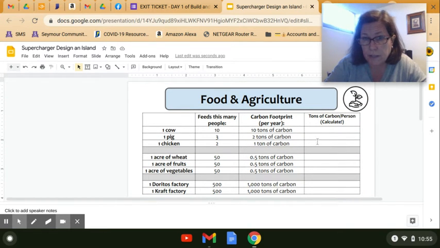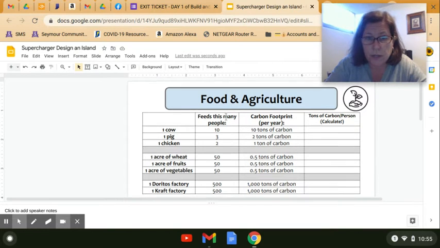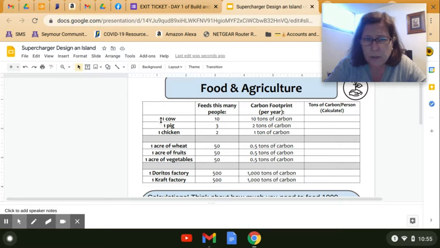Okay, so the next slide in our thing is about food and agriculture. Here are the items that show how we can provide food, this is how many people they feed, and this is the tons of carbon that they produce. Our first task is simply to figure out how many tons of carbon per person each one of these things uses. That may look a little complicated, but it's not really.